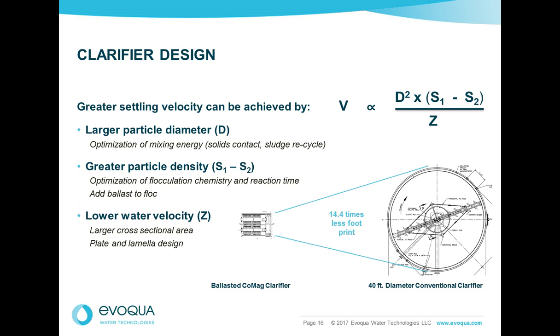And thirdly, it tells us that settling velocity is inversely proportional to water velocity. Clarifier cross-sectional area must be matched to the demands of the hydraulic flow and the solids loading. It is significant to note the impact of settling velocity on clarifier size or footprint. Ballasted clarification combined with plate or lamella-assisted settling can deliver solids removal from an equivalent hydraulic flow in a fraction of the footprint of traditional circular designs.